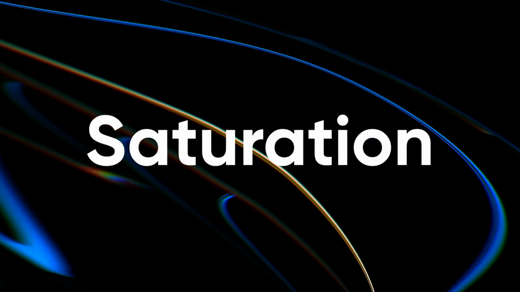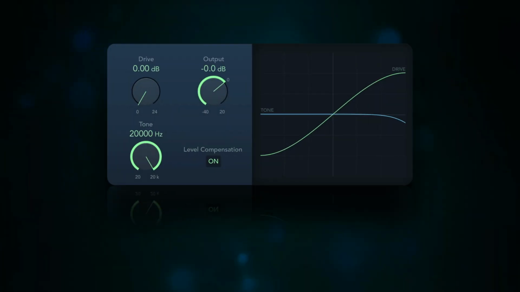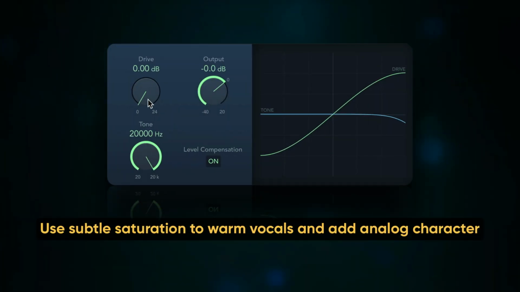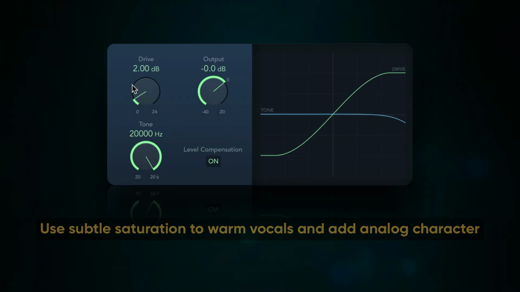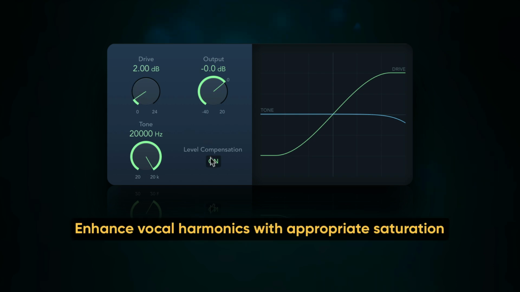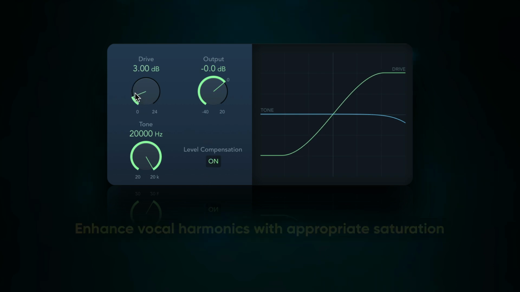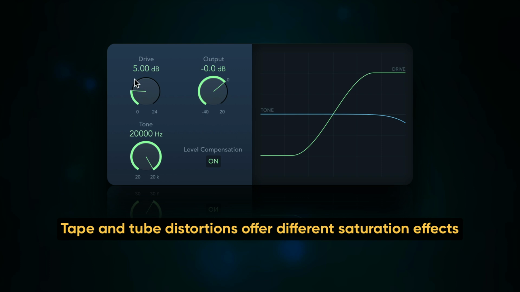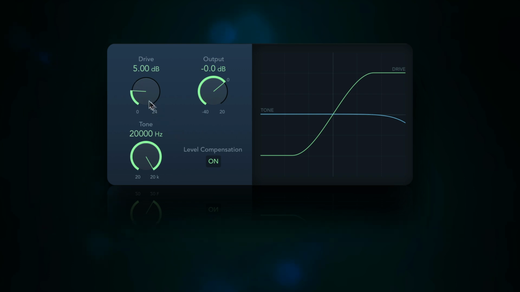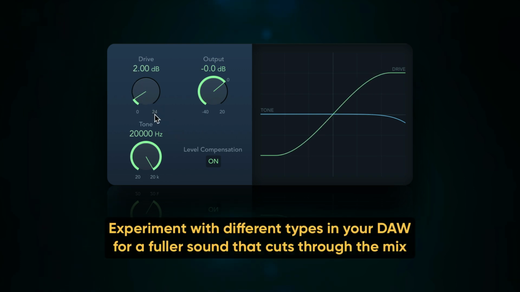A touch of saturation can warm up your vocals and add some analog character. Set the saturation subtly so that it enhances the vocal harmonics. The amount of saturation you use can be affected by the type of saturation being used. For example, tape and tube distortions both saturate differently. Try different types that are available in your DAW in order to find which ones give your vocals a fuller sound that cuts through the mix more effectively.